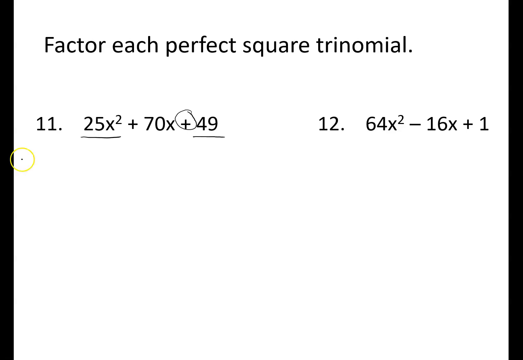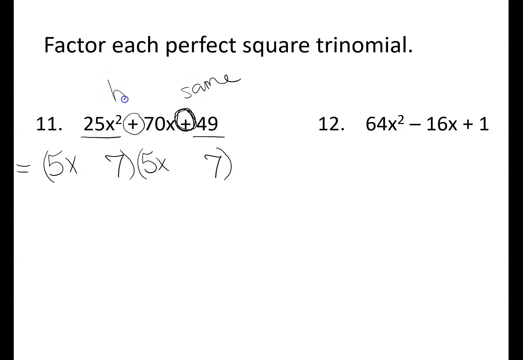So we are going to go straight to our parentheses. We are going to put the square root of 25x squared in the front, 5x, and the square root of 49 is going to go in the back, 7. Now we're going to use the sign rules that we learned when we were factoring trinomials. This second sign being positive tells us the signs are the same. And the first sign tells us what they are, so they're both positive.